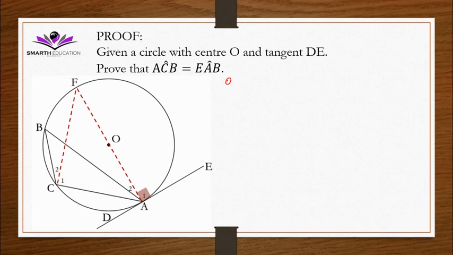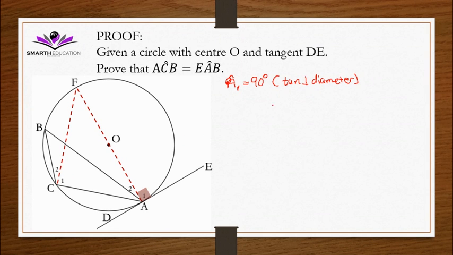Why is angle A1 90 degrees? Let me write A1 here. Because the tangent is perpendicular to the diameter. Remember, we talked about this in one of our previous lessons. So A1 is 90 degrees because the tangent is perpendicular to the diameter.